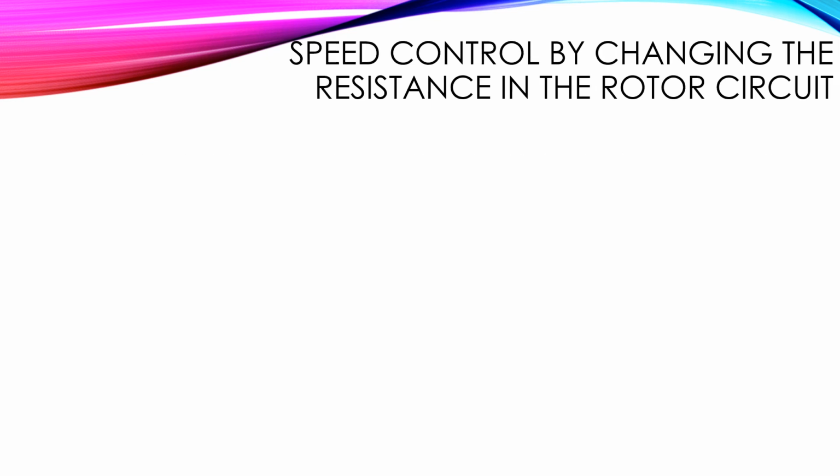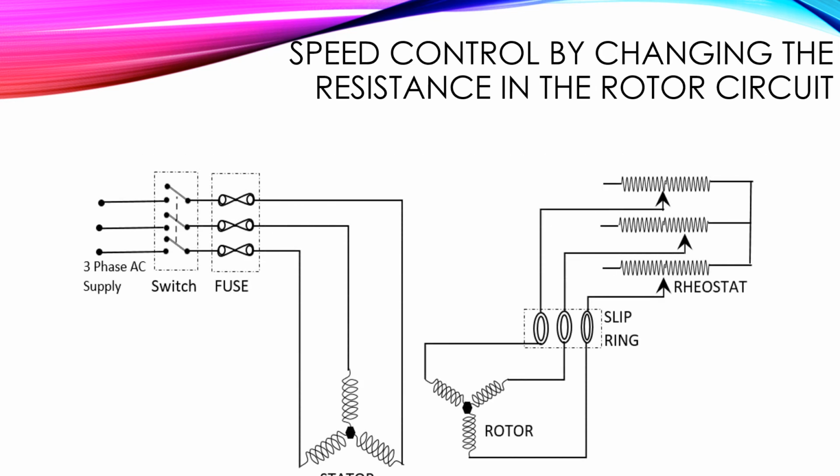It is easily explained by using this diagram. This variable resistance is added to the rotor circuit by using the slip rings to control the speed of the induction motor. The stator winding is directly connected to the supply using this switch and fuse.